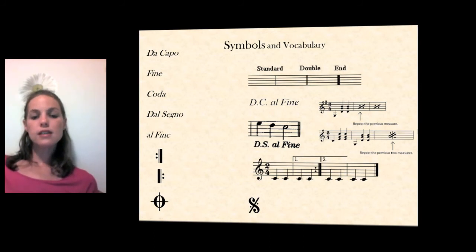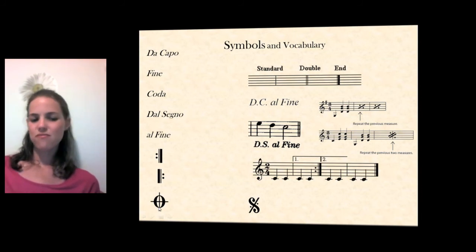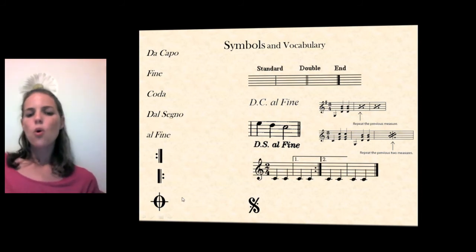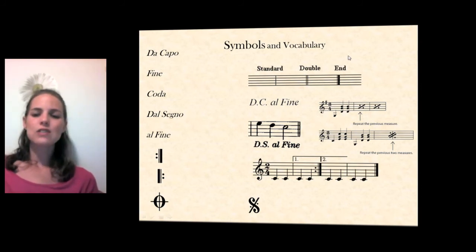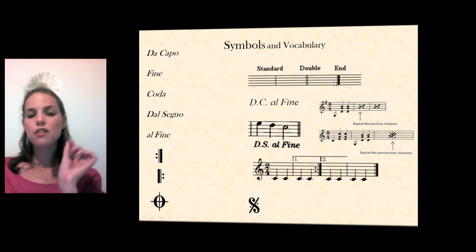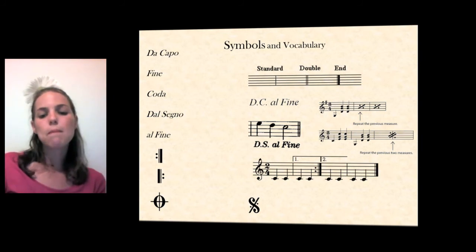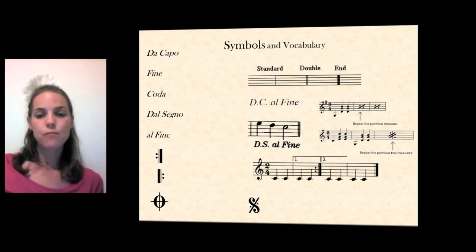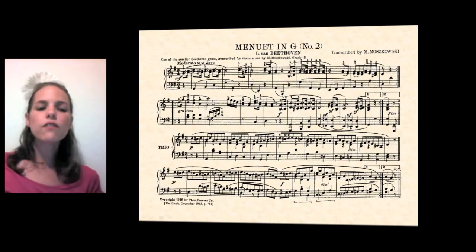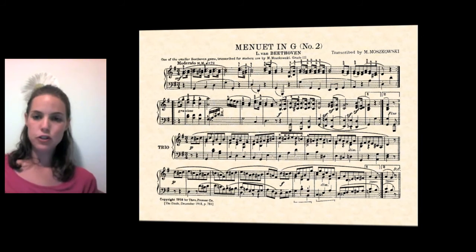Where is the symbol for the coda? Good job. Right here. Which one of these three means the very end? That's right, the double bar. That's the one with the two lines, but one of them is thicker than the other. All right, and what word means the end? Fine. Good job.